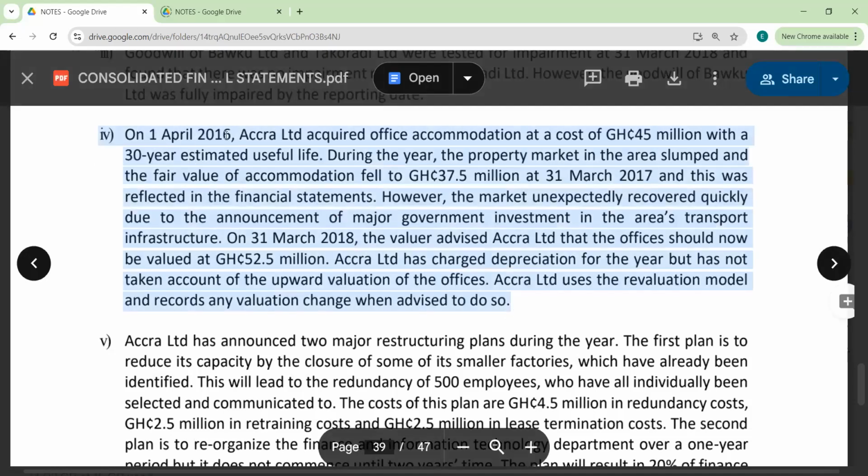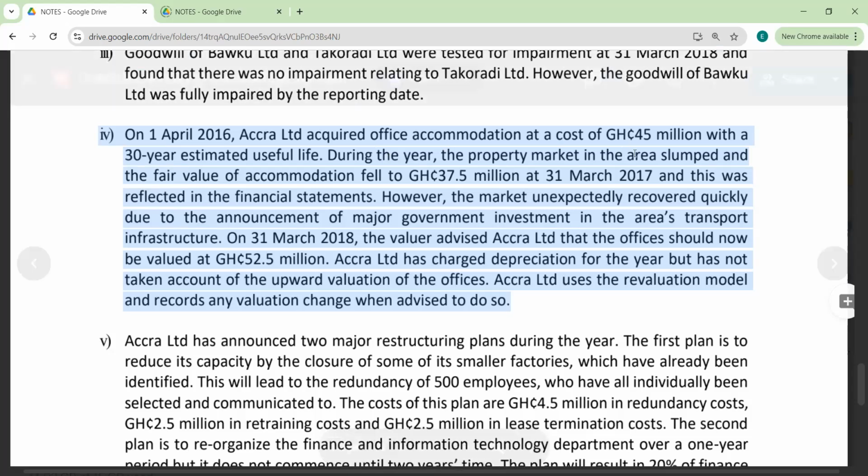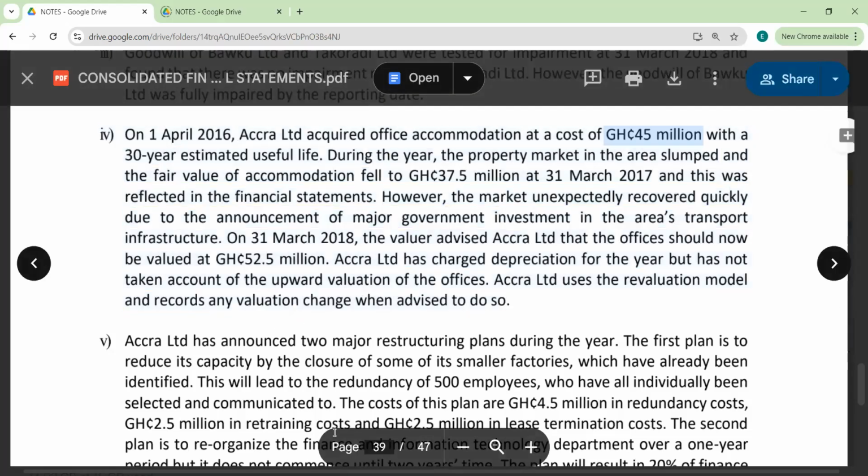On 1st April 2016, Accra Limited acquired office accommodation at the cost of 45 with a 30-year estimated useful life. It means depreciation. 45 divided by 30, instantly. That is what I expect from you. We will never give you cost and years and nothing will happen. Once we have given you cost, definitely something will happen. So you have to do this computation for us. Try and understand it for us.